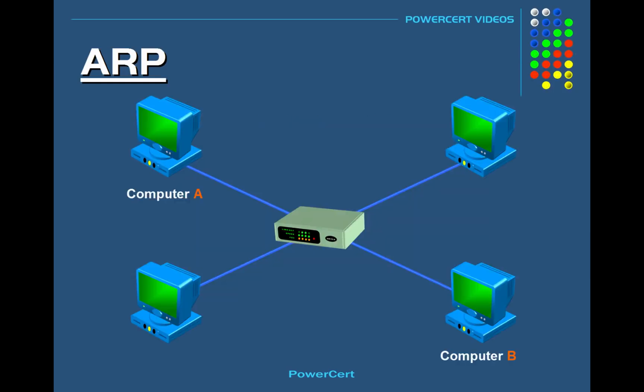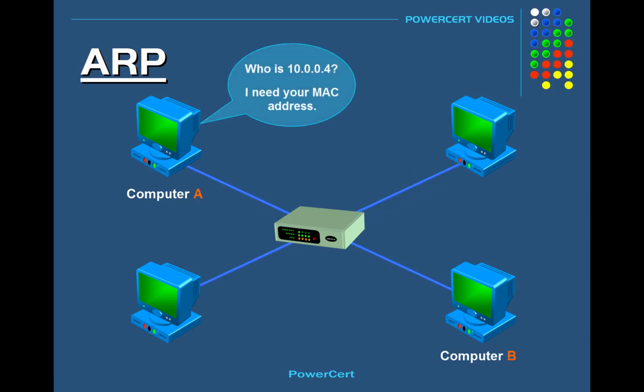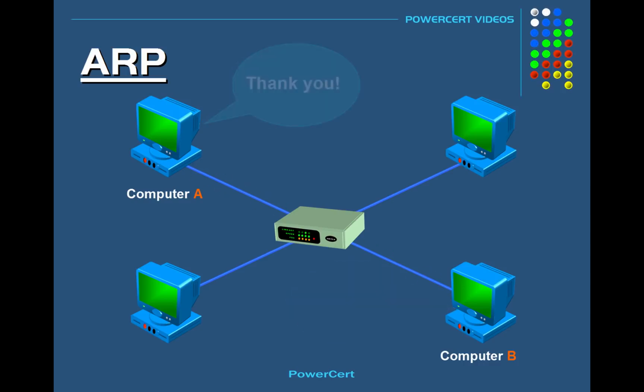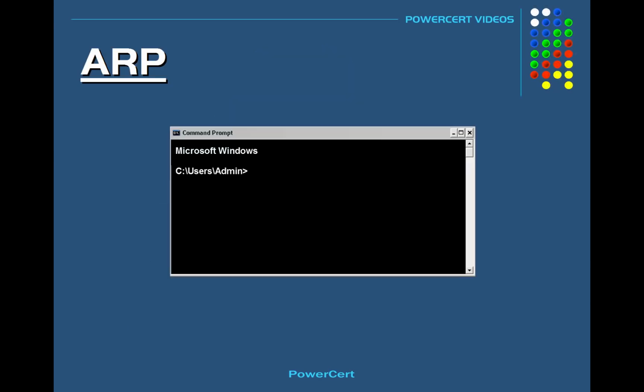So now computer A will send out a broadcast message out on the network asking every device which computer has the specific IP address and will ask for their MAC address. Then the computer that has the matching IP address will respond back and tell computer A its MAC address. Then once it receives the MAC address, the communication can now take place between the two. Now once computer A has the MAC address, it'll store this information in the ARP cache.